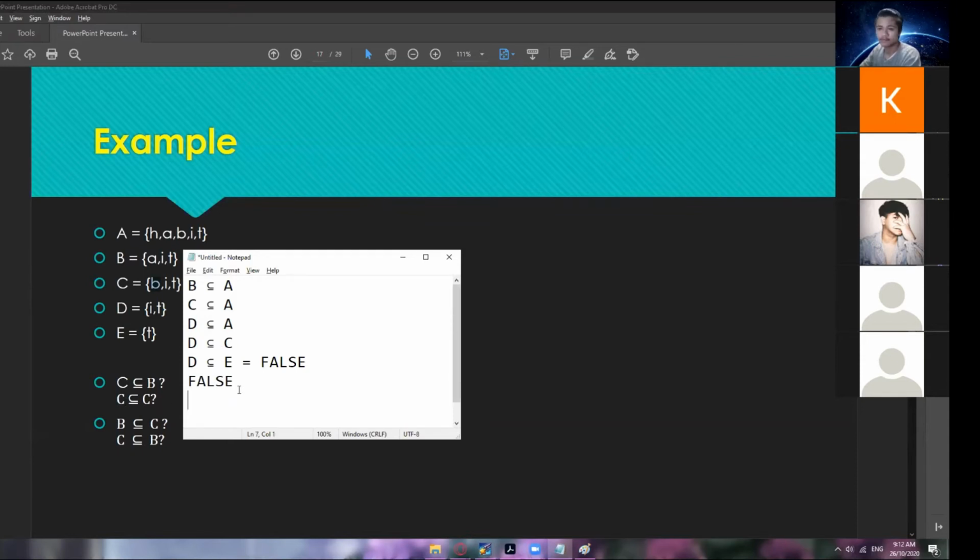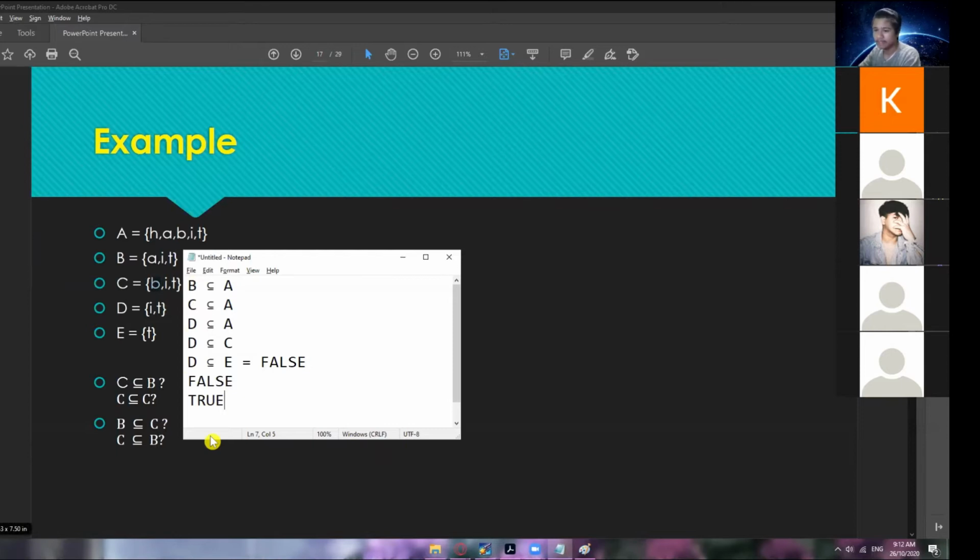How about C is a subset of C itself? Is this true or false? True. This one is true. Any set is a subset of itself, kasi lahat naman ng element nung nasa left side is meron din sa right side, kasi nga sarili niya rin naman yun, or mirror niya na lang naman yun. So C is a subset of C is true, kasi nga lahat yung BIP natin is nasa set C rin naman.